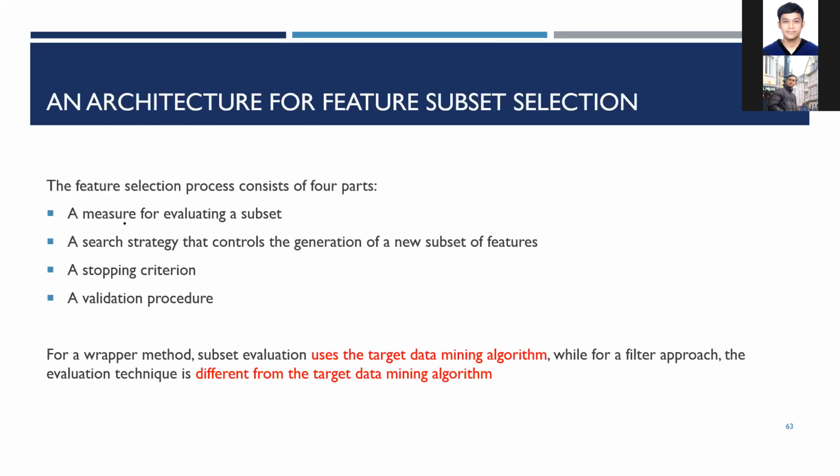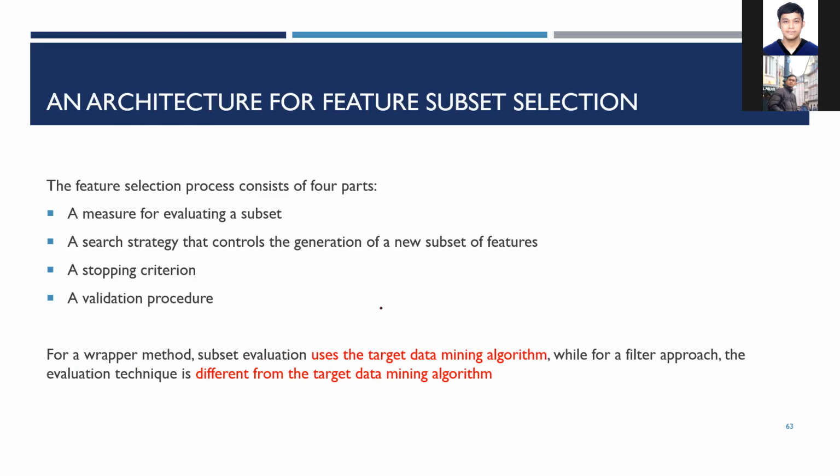For feature selection, this is the main architecture. First, we evaluate the subset. And then we have the search strategy that controls the generation of the new subsets of features. We also have the stopping criteria, for when we have to stop finding new subsets. And we also have a validation procedure. For the wrapper method, the subset evaluation uses the target data mining approach. But for the filter approach, the evaluation technique is different from the target data mining algorithm.